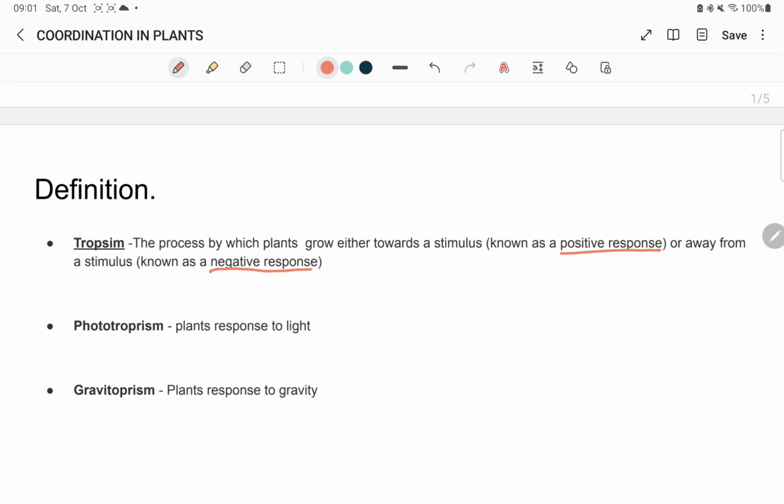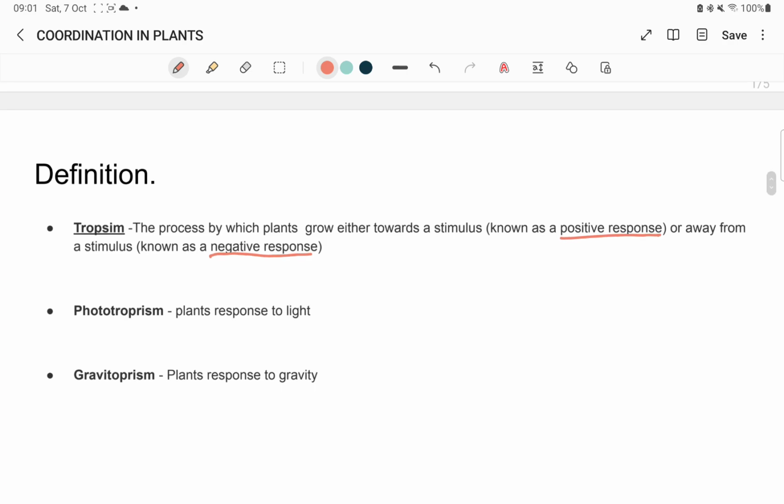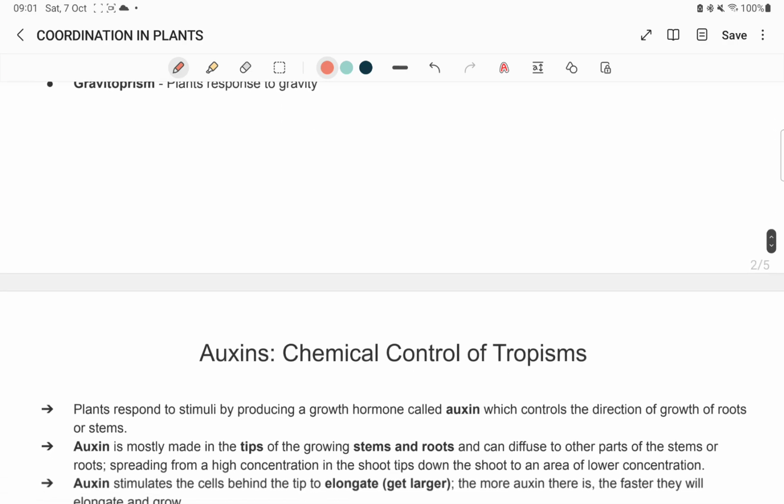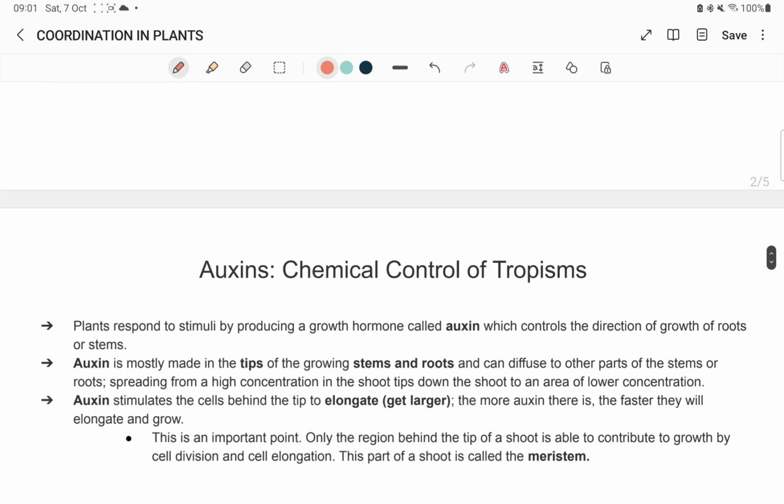Phototropism, this is when plants respond to light. Gravitropism, this is when plants respond to gravity. Auxins, these are the chemicals that control tropism.